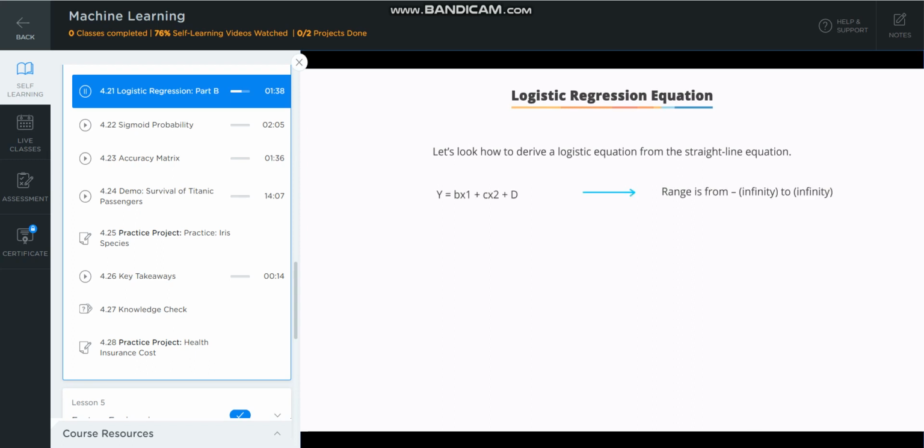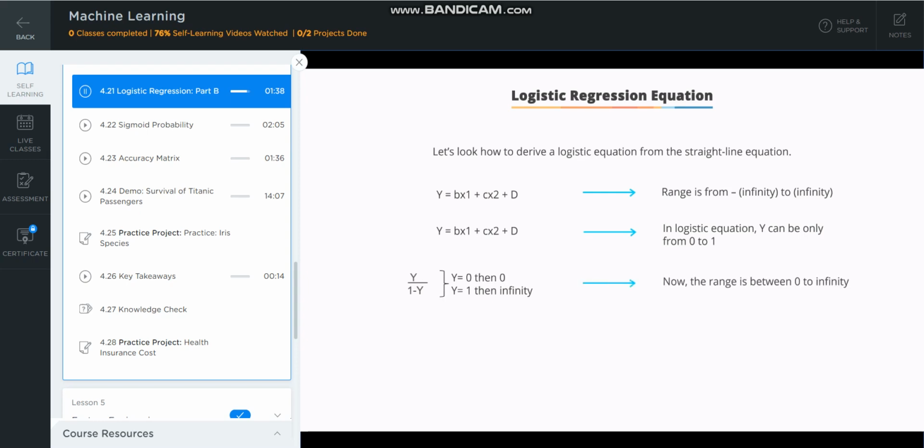So, the equation for a straight line is given as y equals bx1 plus cx2 plus d. When we deduce the logistic regression equation from the straight line equation, the y value becomes fixed between 0 and 1. Transform the straight line equation to get the range, y over 1 minus y. So you can see in the transformed equation, now the range is between 0 to infinity. Transform the equation further by finding the logarithm of the equation, and you finally get a range from negative infinity to infinity. So, the final obtained equation is the equation for logistic regression.